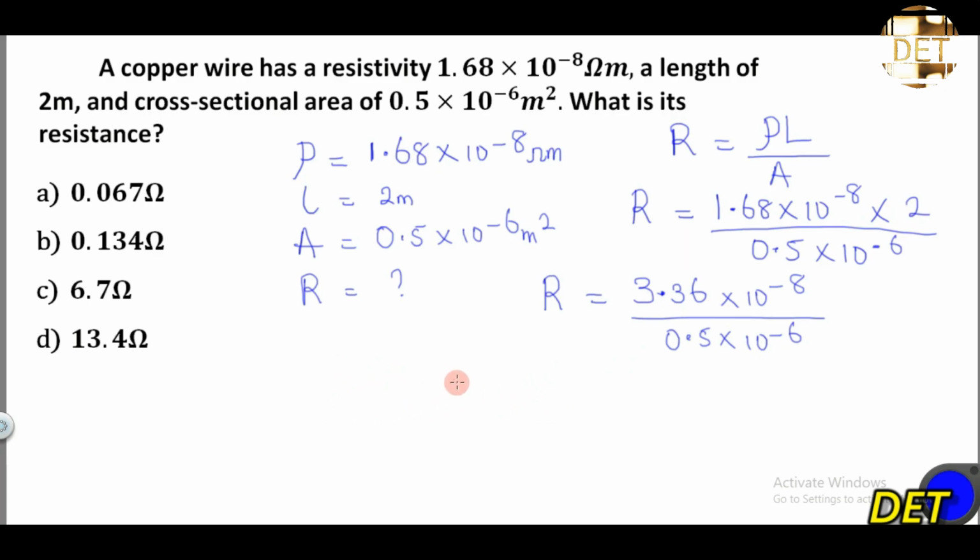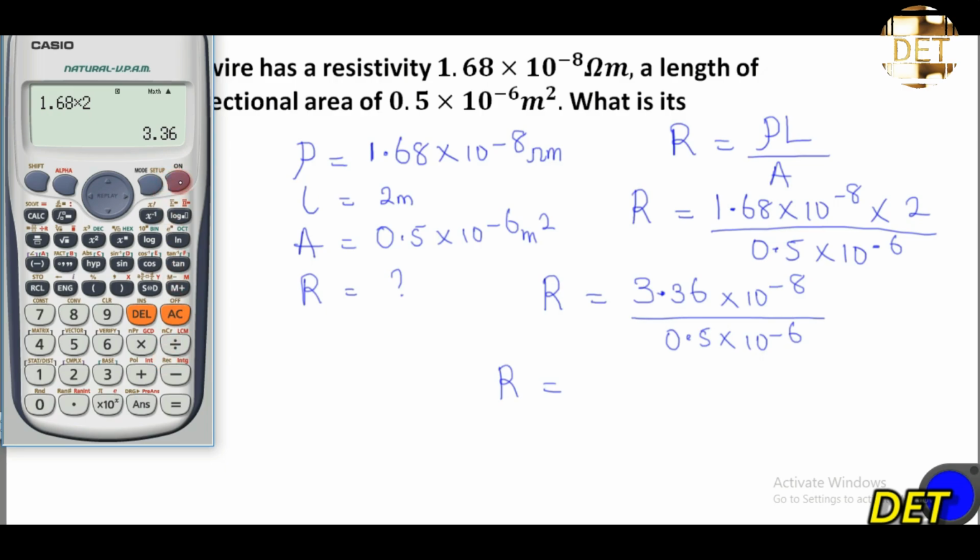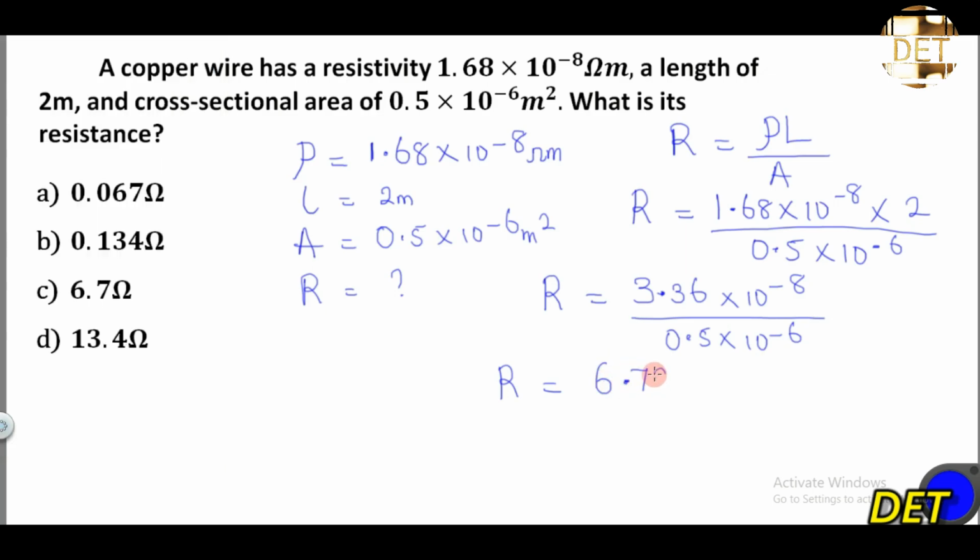So having done that, my resistance will now be equal to, the next thing I will do is to use this 3.36 to divide this 0.5, right? So 3.36 divided by 0.5, that will be equal to 6.72, right? So that will be 6.72 times 10 raised to the power of minus 8, and this 10 raised to the power of minus 6, when it comes up, it becomes plus, right? So times 10 raised to the power of plus 6. When this minus 6 comes up, it becomes plus 6, right? So that's the rule of indices.